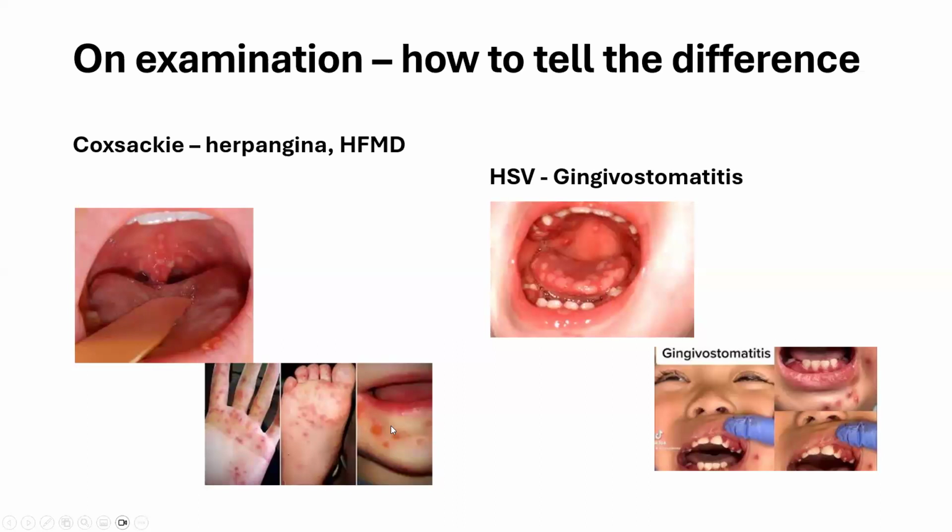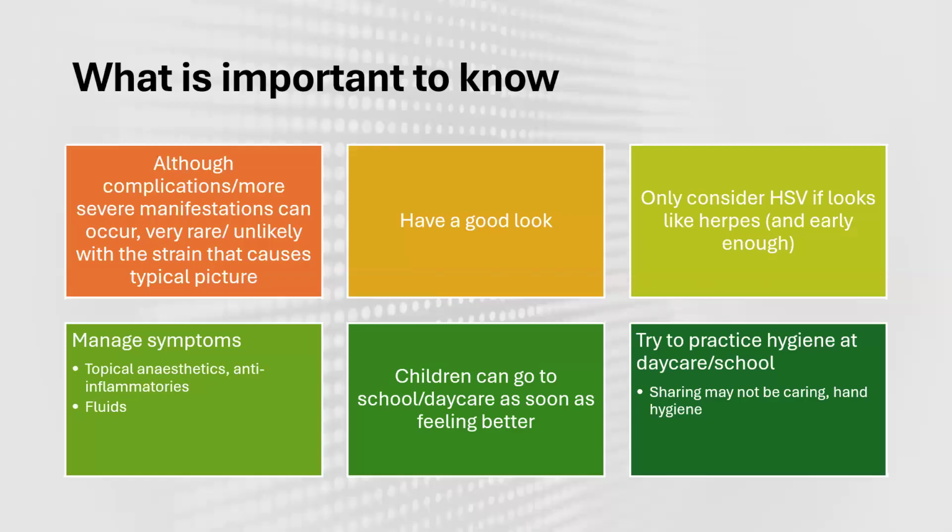but I thought this was a good picture because this patient looks like they're smiling because they're not that sick, whereas your herpetic gingival stomatitis patients are very miserable and painful. So what's important to know, although you can get complications with some enteroviruses, or you could call them severe manifestations, it's very rare and not usually with the strain that causes our typical hand, foot, mouth picture. Try and get a good look in that throat. That's the important part. Only consider herpes if it looks like herpes. And I should have said, sorry, only consider acyclovir if it looks like it's herpes and if it's early enough. If they've had these lesions for more than 4 or 5 days, it's unlikely really going to make a difference.